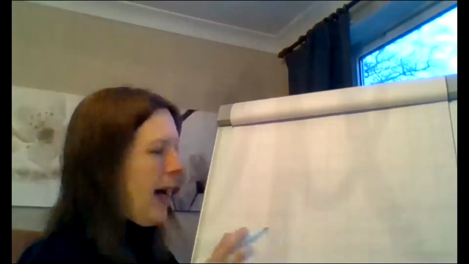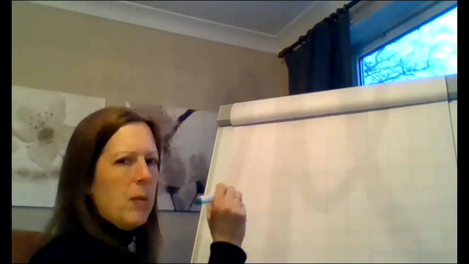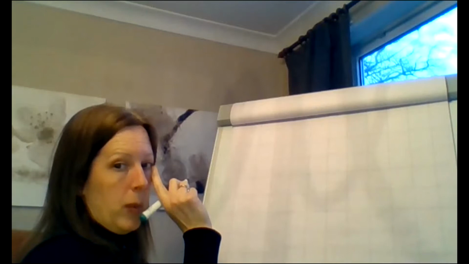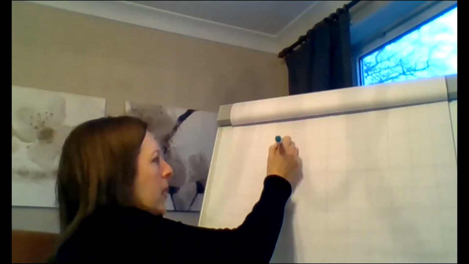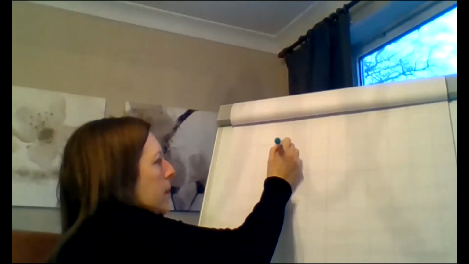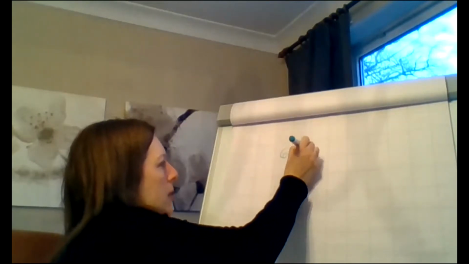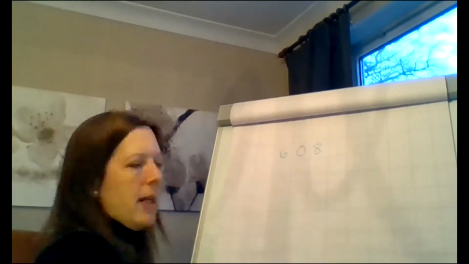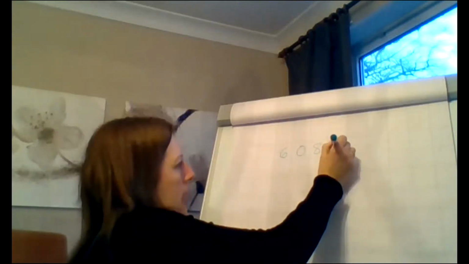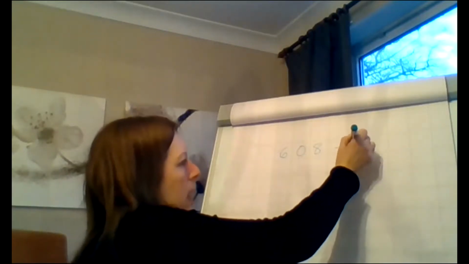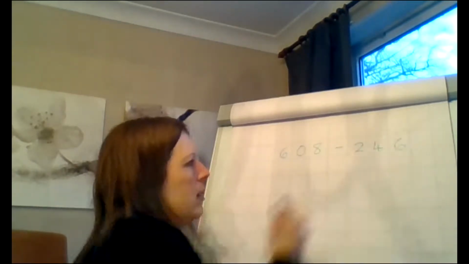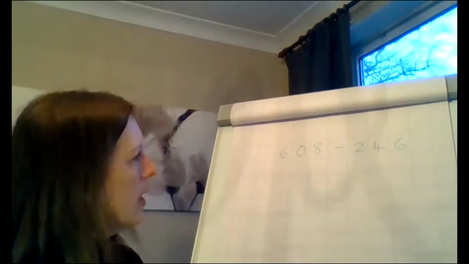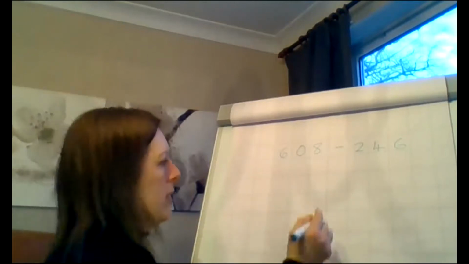So let's have a look at the next sum. I'm going to make this one a little bit trickier now. Watch out, see if you can see what's going to happen. So I'm going to go with 608. And from 608, I'm going to take away 246. Okay, 608 take away 246.